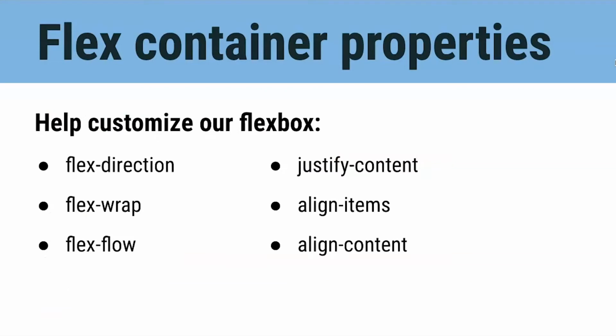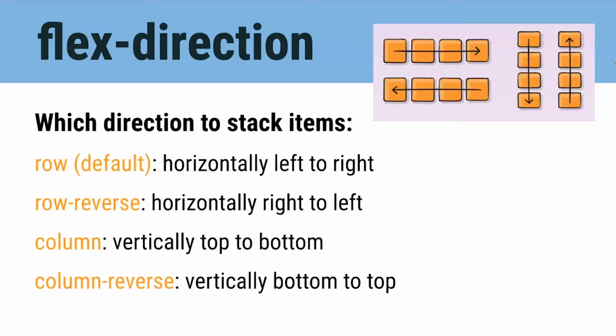Now to make our Flex container look how we want, you can use different Flex container properties. The main ones are Flex Direction, Flex Wrap, Flex Flow, Justify Content, Align Items, and Align Content. That may seem like a lot, but we're going to go over each one in depth, and soon enough you'll be a pro. First up, we have Flex Direction. Flex Direction tells us which direction to stack items. There are 4 different values we can assign to Flex Direction.